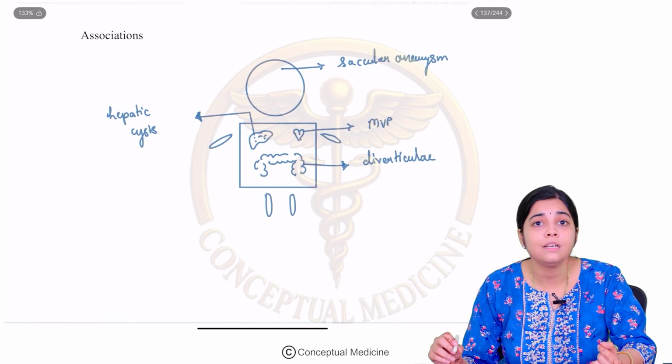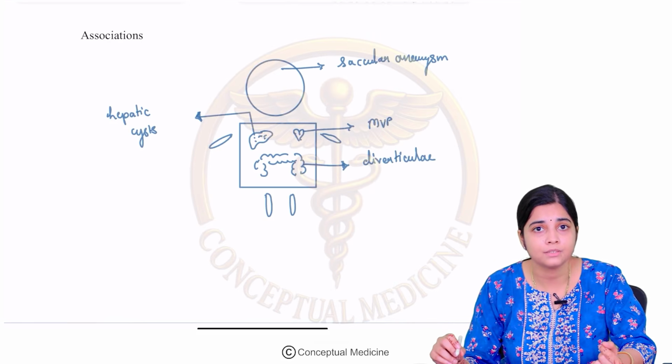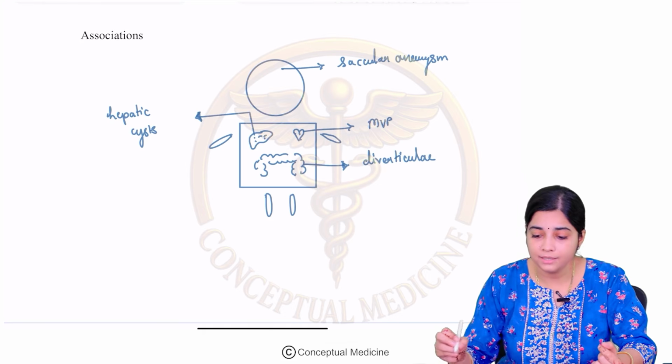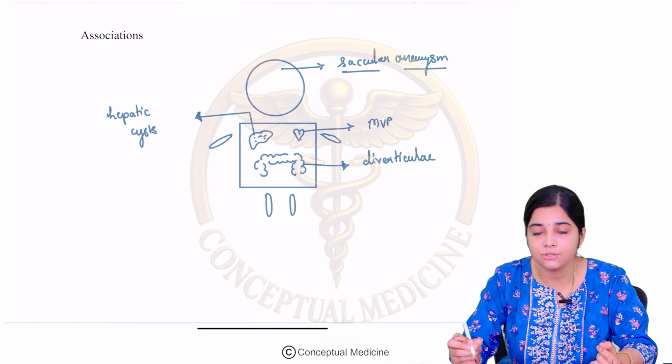Now let us look at the associations. It's very, very important that you know the associations. In the brain, you can have associated saccular aneurysms.